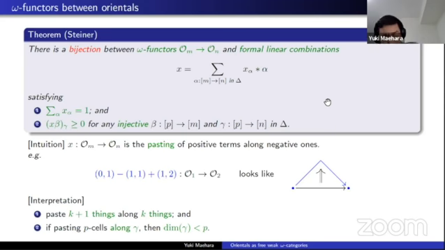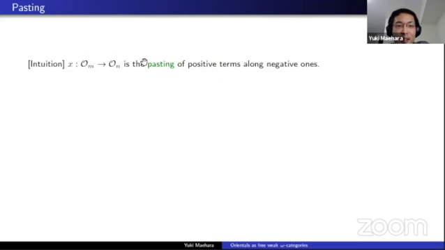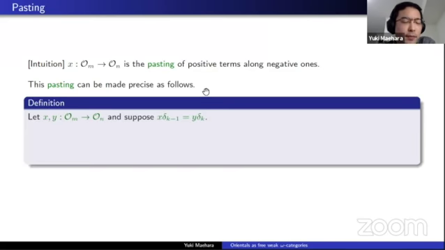But anyway, the point of expressing those omega functors as a formal linear combination is that, being linear combinations, we can add and subtract things. This is just the same intuition from the previous slide, but now this pasting you can make precise in the following way.